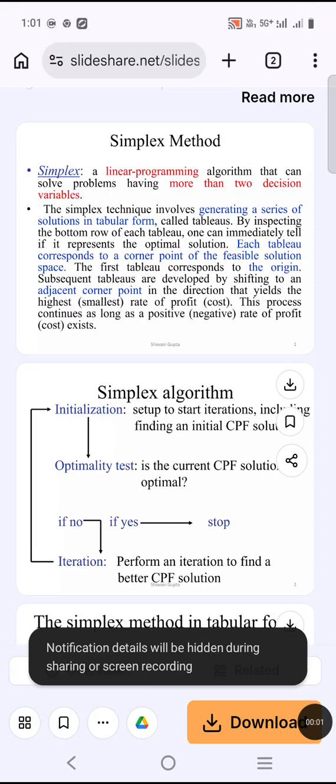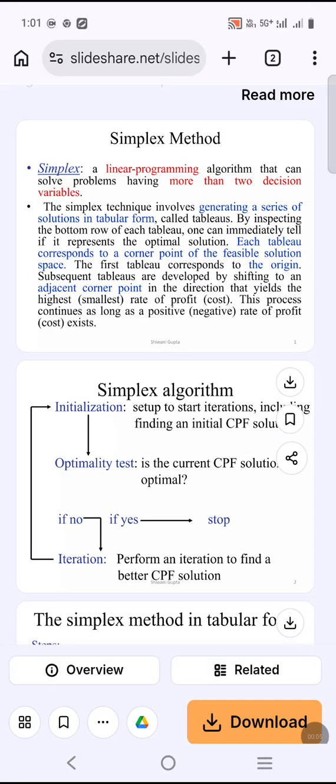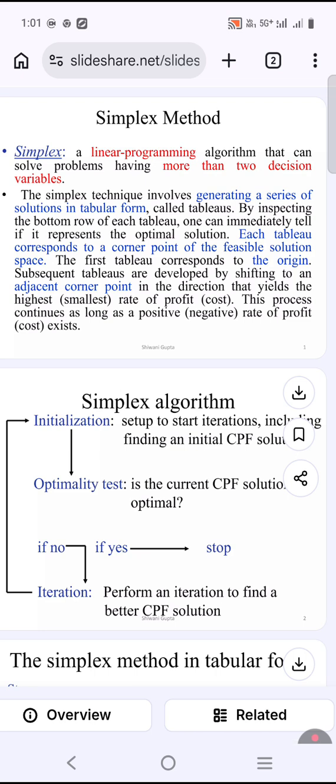Good morning. Today we will learn the simplex method. The simplex method is a linear programming algorithm that can solve problems having more than two decision variables. In the last lecture we solved linear programming problems with two decision variables using the graphical method, and the simplex method can solve problems having more than two decision variables.